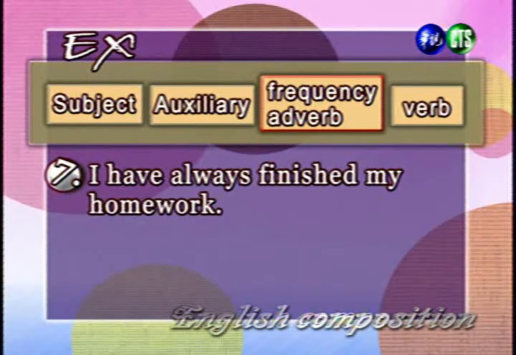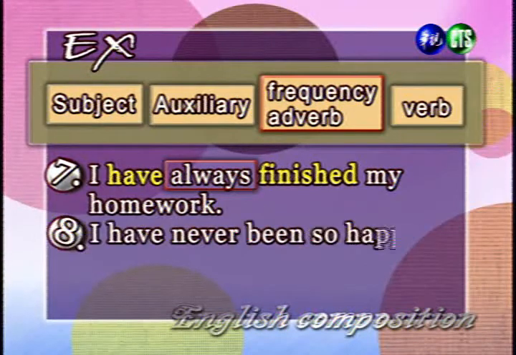All right, let's take a look at some examples now. Sentence number 7 says, I have always finished my homework. And so here we can see that our frequency adverb always goes between the auxiliary verb have and the main verb finished. All right, look at sentence number 8. I have never been so happy. And again, our frequency adverb is the word never. It appears between have and been.